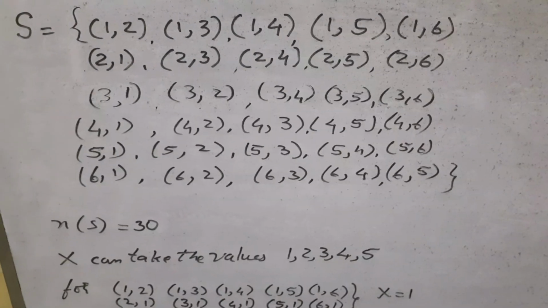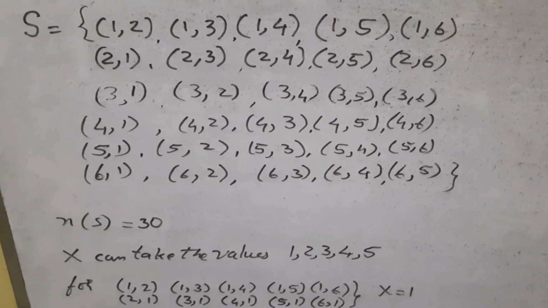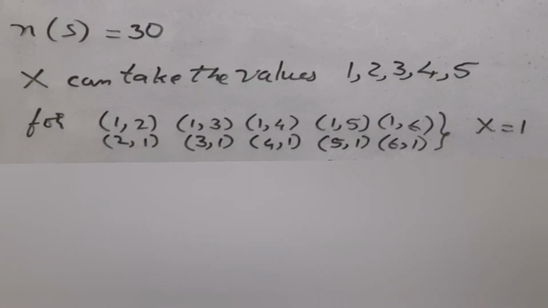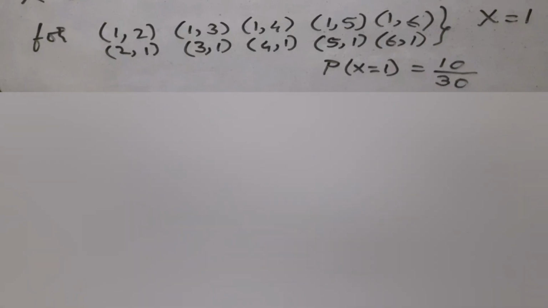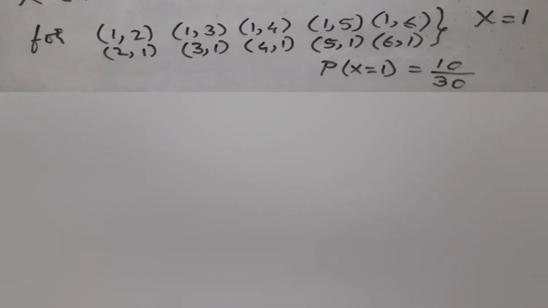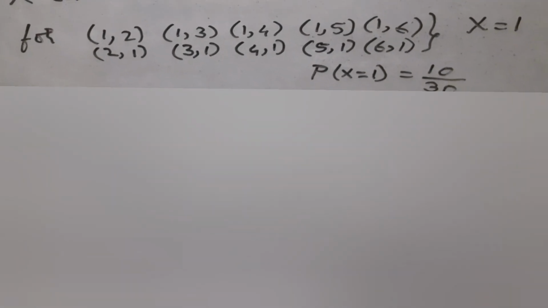Now we try to list the pairs where x equal to 1, that's the minimum of the two integers is 1. They are (1,2), (1,3), (1,4), (1,5), (1,6), (2,1), (3,1), (4,1), (5,1) and (6,1), namely 10 pairs. So P(x equal to 1) equal to 10 by 30.